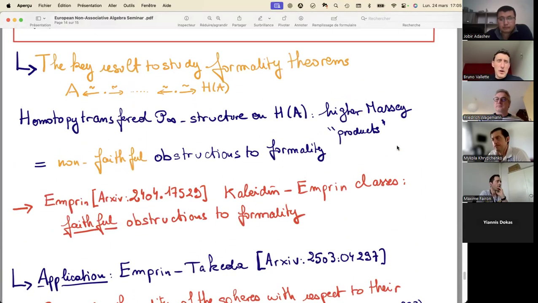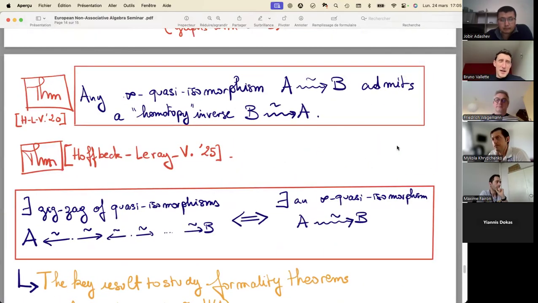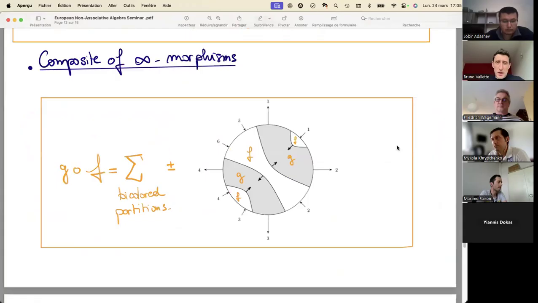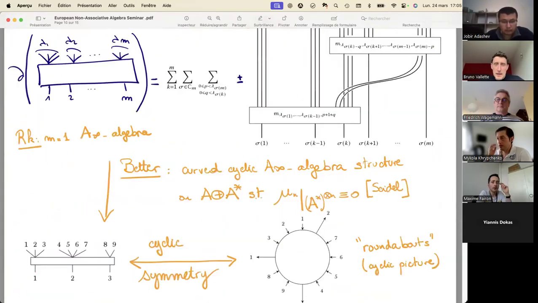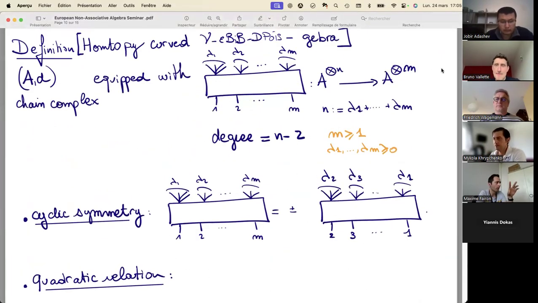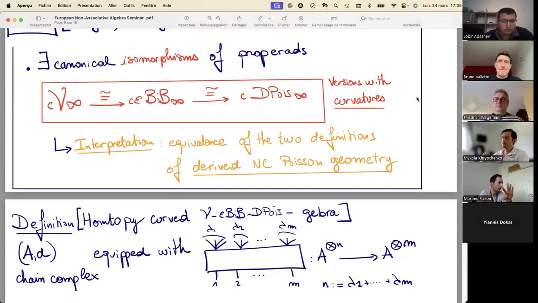Double quasi-Poisson, they should be related to the double Poisson. Sorry. If I remember correctly, there is a result of Fernandez and Erskovich who say that there are also examples of pre-Calabi-Yau, but I don't know if it's helpful.